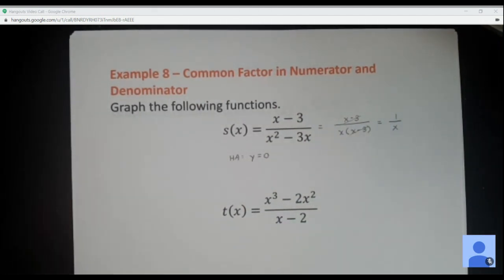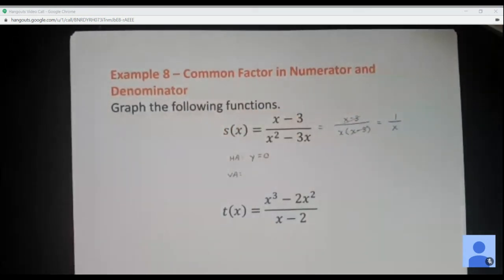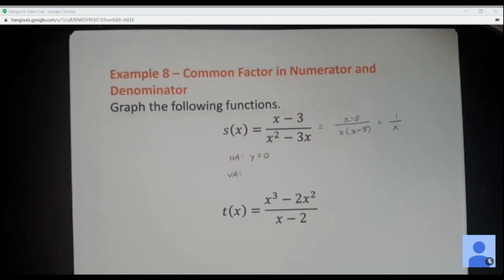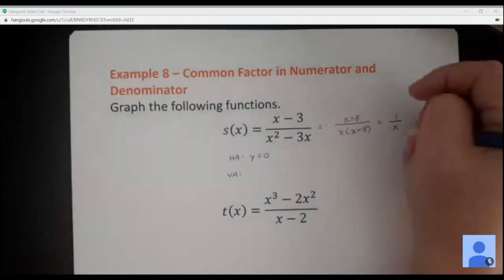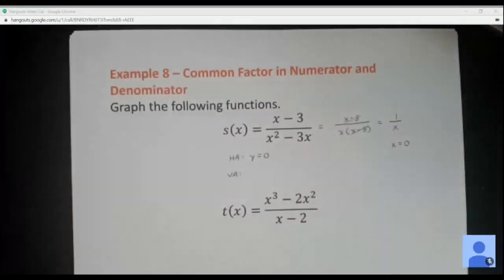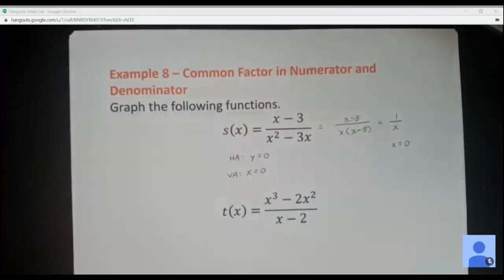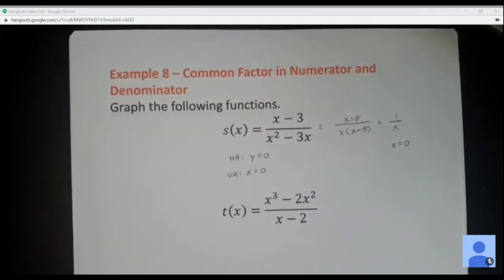Okay. So now, if I'm looking for my vertical asymptotes, what are we going to get for the vertical asymptotes? Just x equals 0, right? Because once we've simplified here, we're just going to take whatever factors are left over, and we're going to set it equal to 0, and so we're just going to get x equals 0 as a vertical asymptote this time.